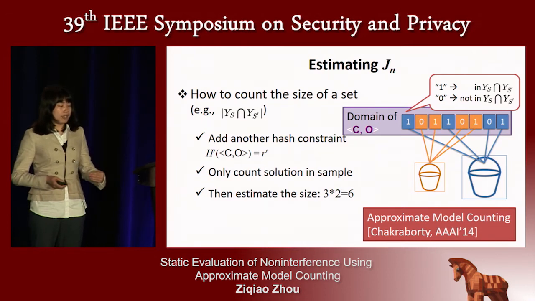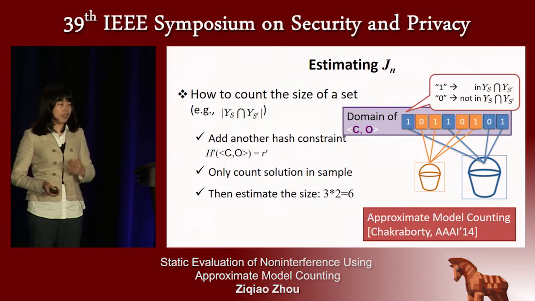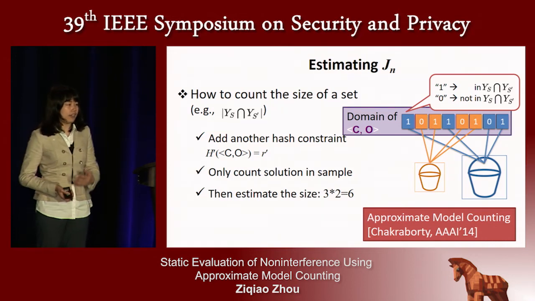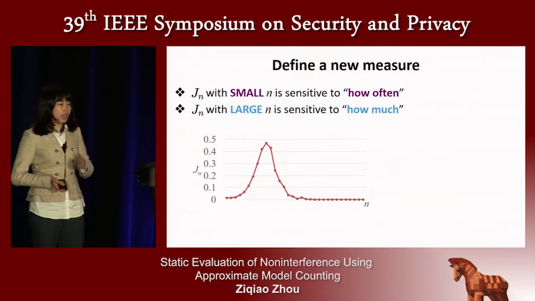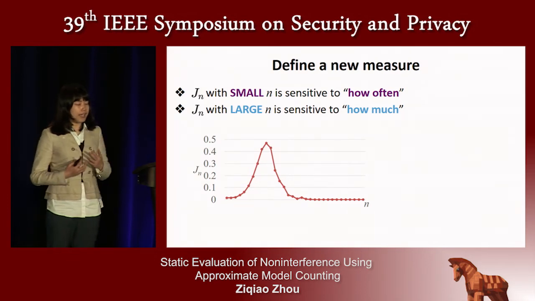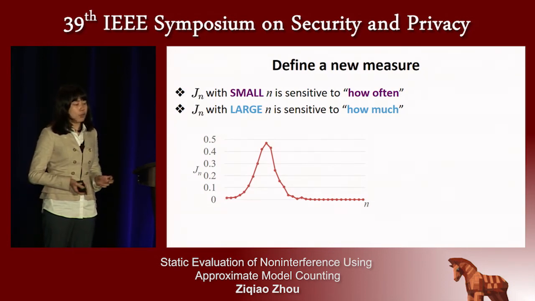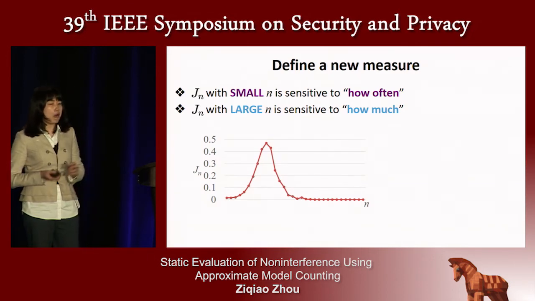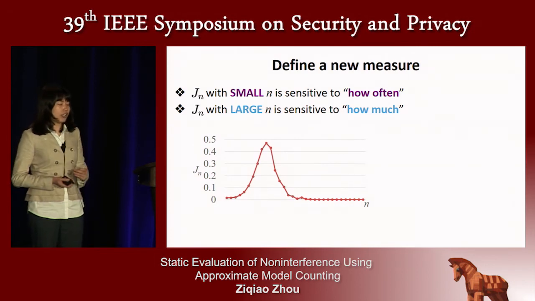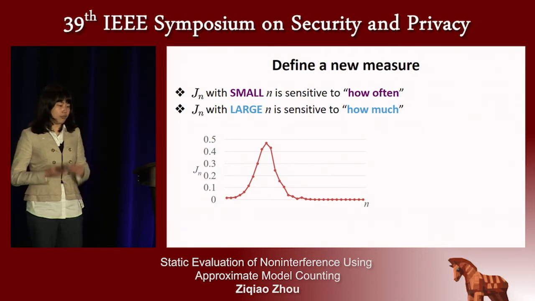And by repeating such a process many times and changing the number of buckets we use, we could tune the confidence and the precision of the estimation. And after we quantify the interference, we could define a new measurement to depict how often and how much information will be linked. If you recall the motivating example, we know that the Ziqiao distance with small secret set size will be more sensitive to how often the secret can be linked, while the Ziqiao distance with large n will be more sensitive to how much information is revealed.